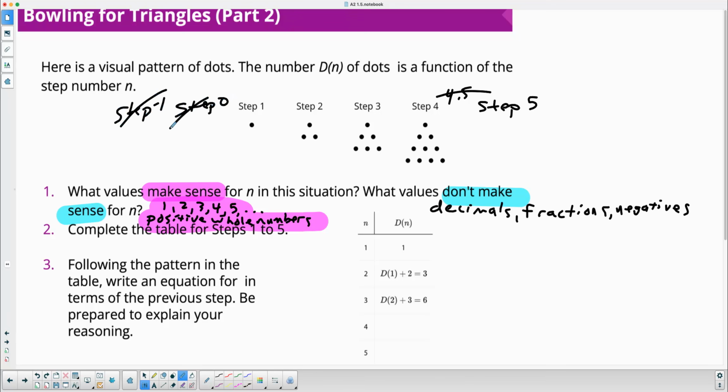And here's a couple examples, like 1.3, that would be no good. 1/2, that would be no good. -10, 0, and so forth. Things like that.